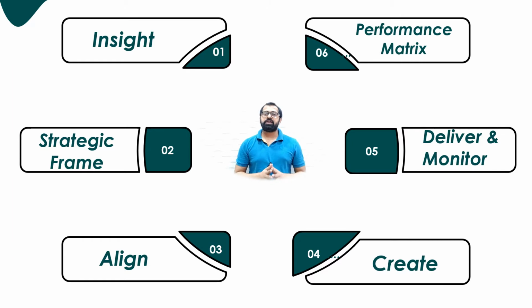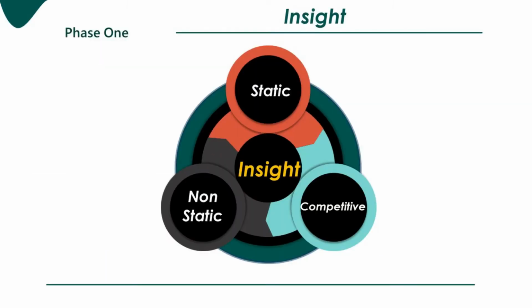Phase 3 of the exercise is about aligning multiple external business factors with most relevant internal elements. Phase 4 is about creation of tools and platforms that facilitate communication. Phase 5 is about on-time execution and correction. And finally, phase 6 is about performance metrics. First part of the exercise is about studying and identifying multiple static, non-static and competitive insights that shape the business.